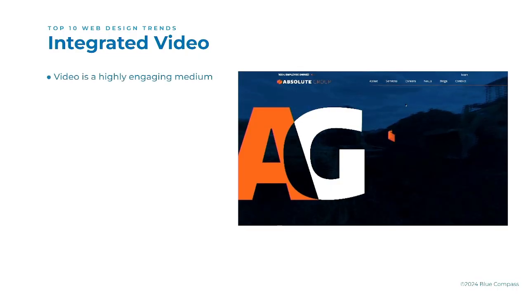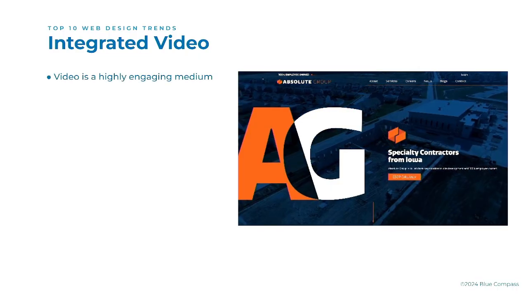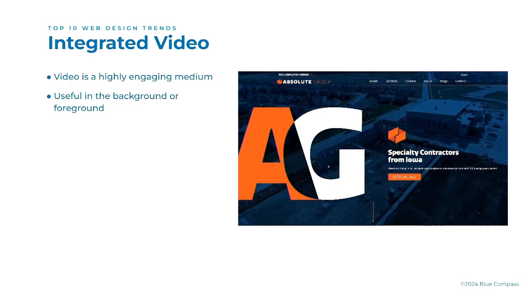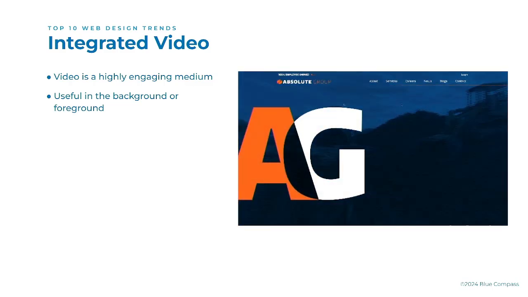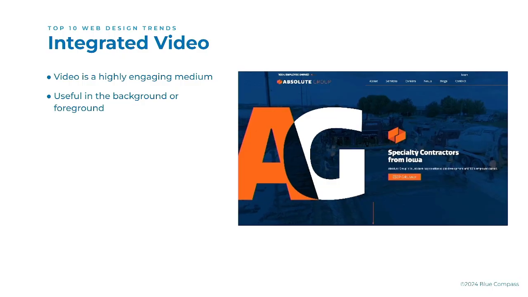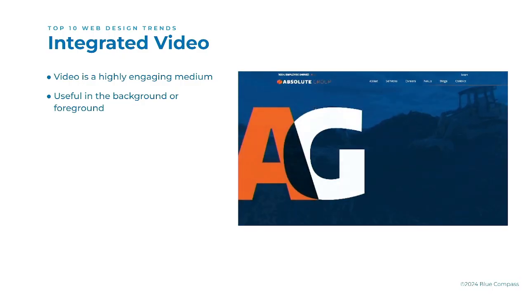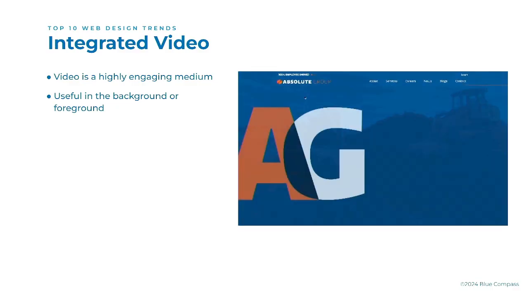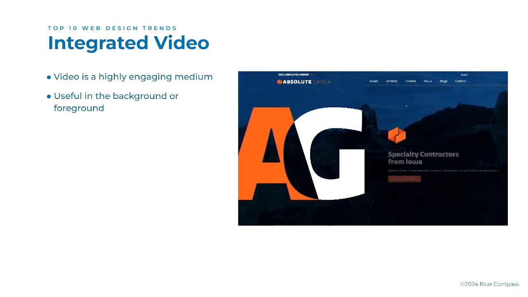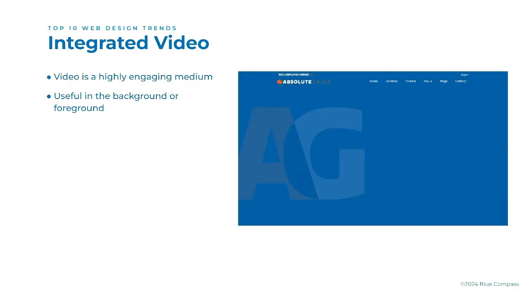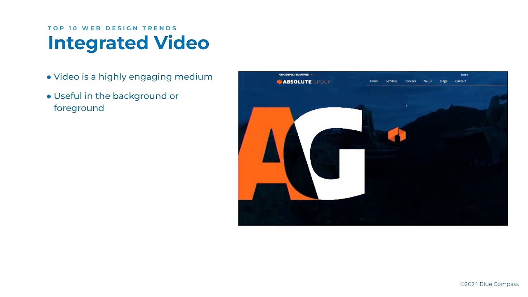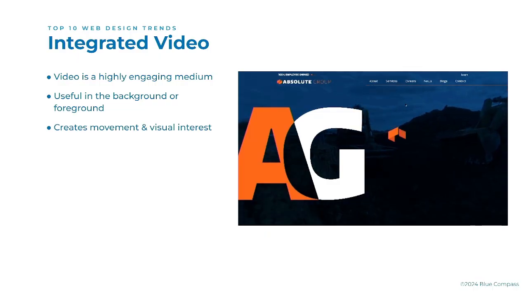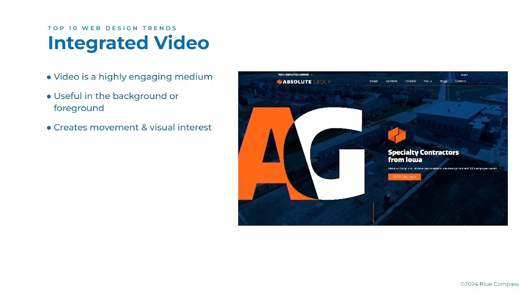And then integrated video. So video is one of the most highly engaging mediums that you have access to as a digital marketer. So it is very tempting to leverage it on your homepage or on any page on the site. It is very useful as in the background or the foreground. It's good for background imagery or information giving if it's a YouTube video. There's so many use cases for it, and we see it more and more often, especially if you go to a homepage as like background to the hero section.